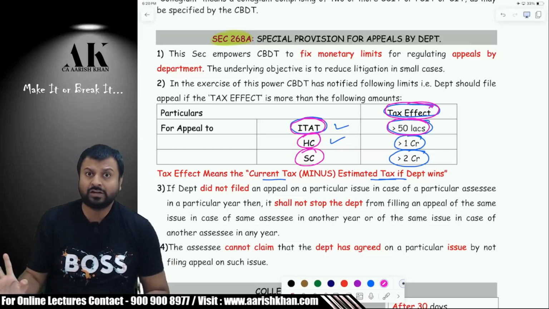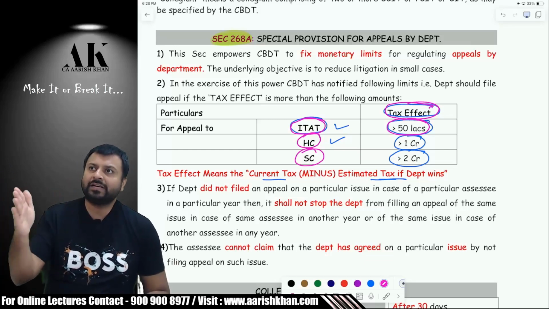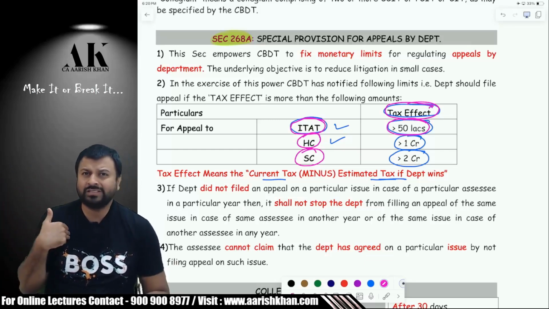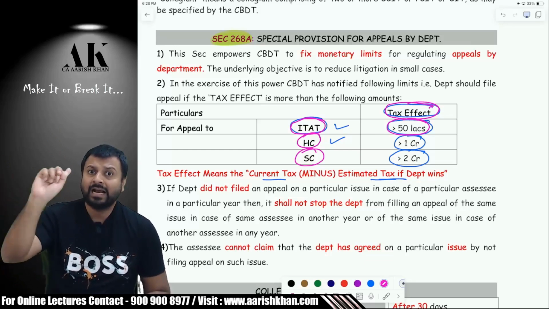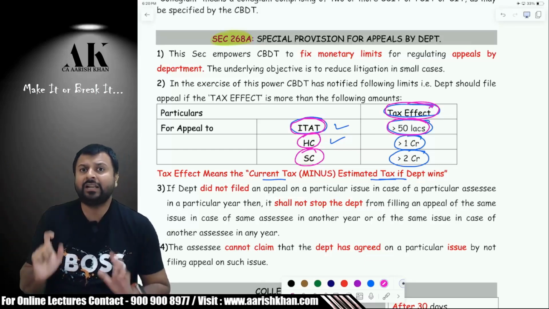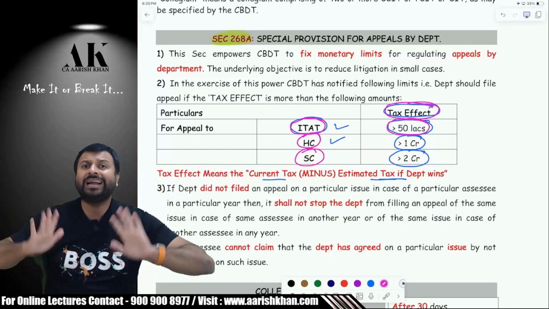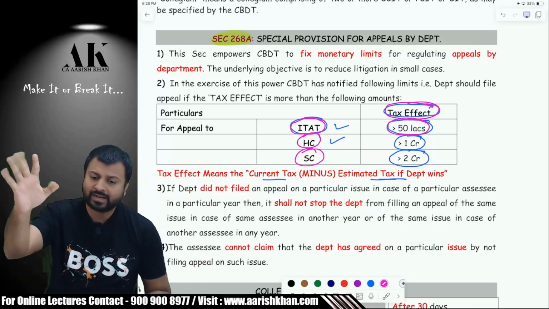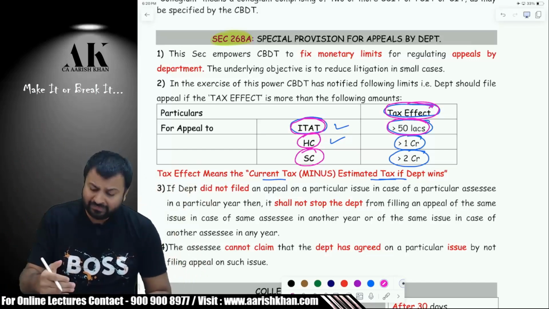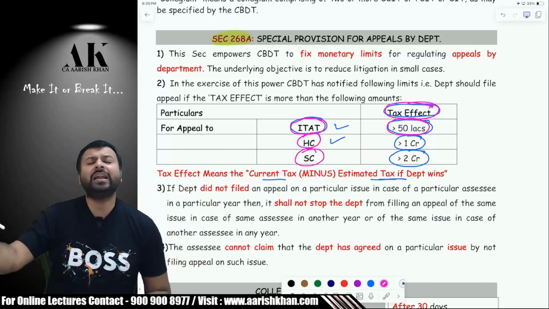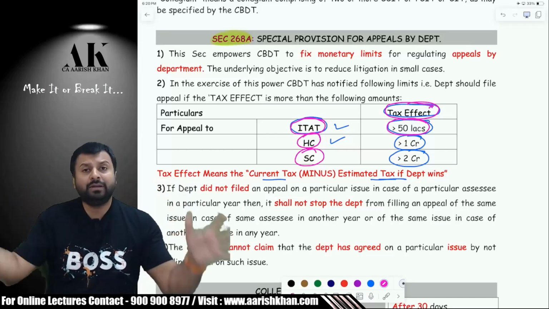Okay. This is the first thing that you have to know. Suppose in your case, the tax effect is 30 lakhs and the department is appealing to ITAT. Don't tell me, sir, you have told me that the department will file only above 50 lakhs. No, I never said that. I said that this is the limit fixed internally by the department. Even if it is lower than that, if the department wants to file, they can file it. It is their right and their duty. But if it crosses this limit, they will definitely file. If it is below this limit, they may file, they may not file.